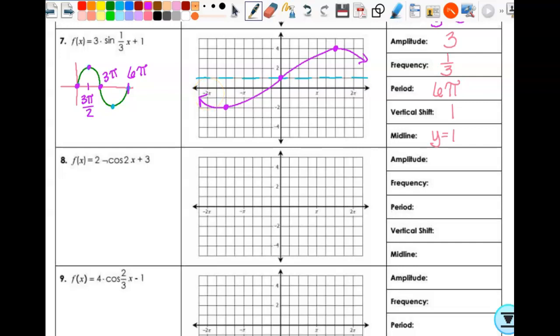So see, x is lying. 1/3 looks like it should be a shrink, but it's a horizontal stretch. We good? Any questions?